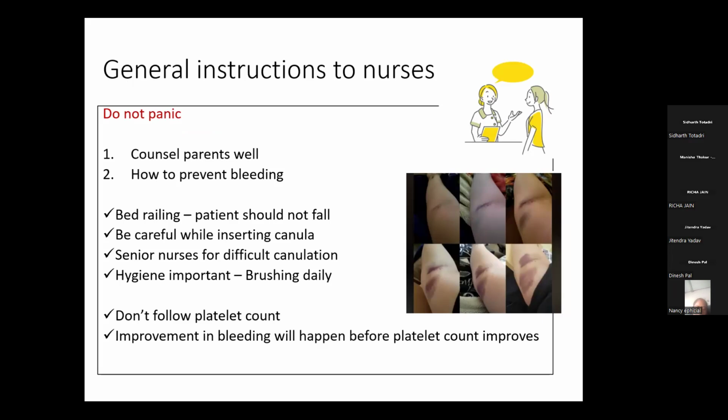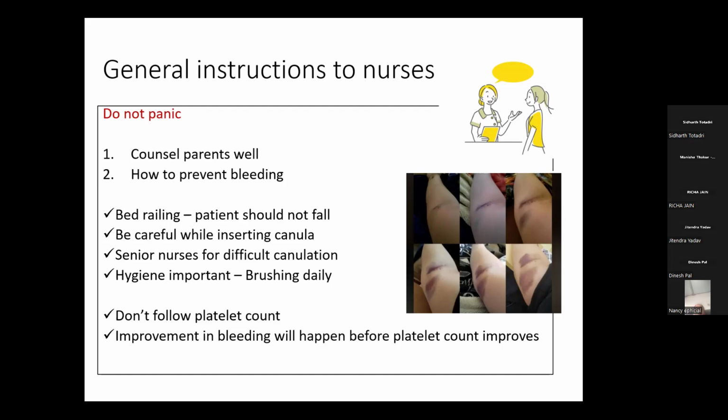Counsel patients on how to prevent bleeding. Bed railing: always put the bed railing up when the patient is on the bed. The patient should not fall in the hospital from the bed, as well as at home. Be careful while inserting a cannula in chubby children, because the patient may be on prednisolone steroids, so the patients are chubby. So cannulation is a very difficult task. Always cannulation should be done by senior or experienced nurses.